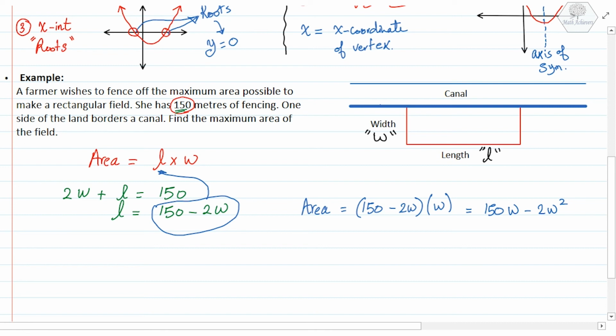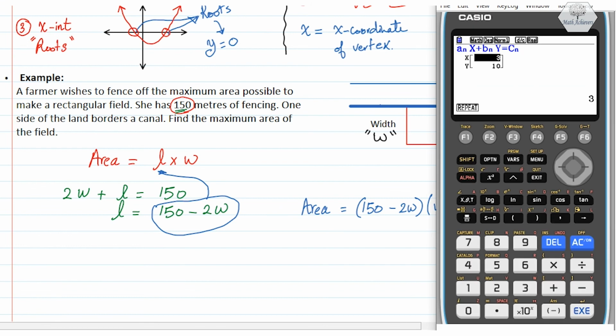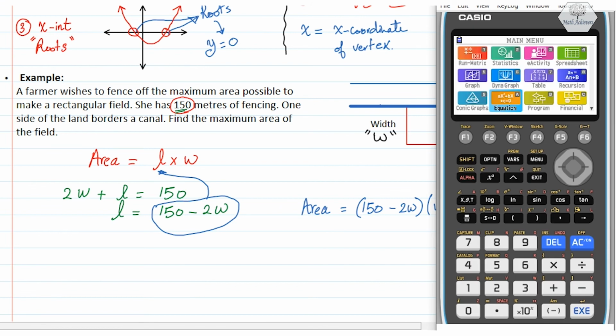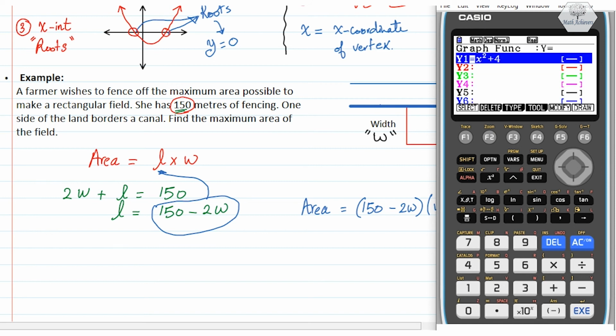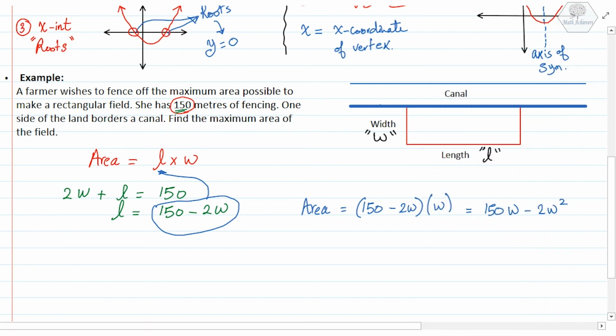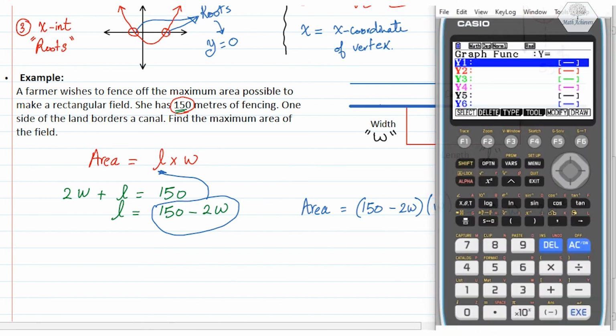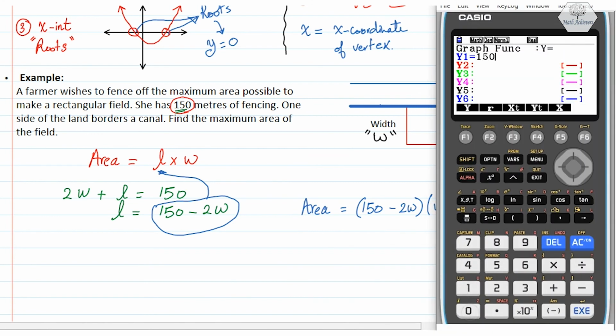I can just use my graphical display calculator to solve this. Since the area is 150W minus 2W squared, I go to my graphical display calculator, I go to menu, and I go to graph. Let's delete first. I have to graph my function, which is 150x minus 2x squared. And I draw.